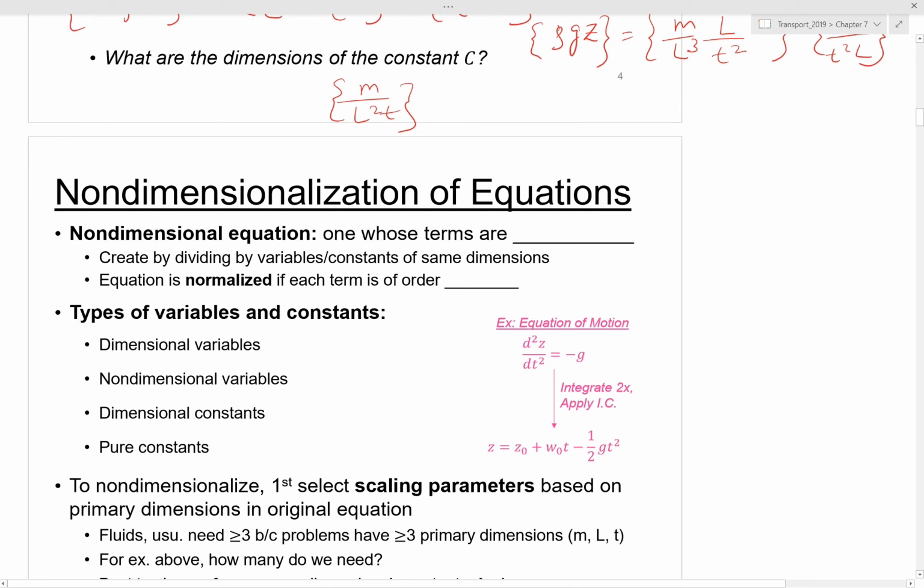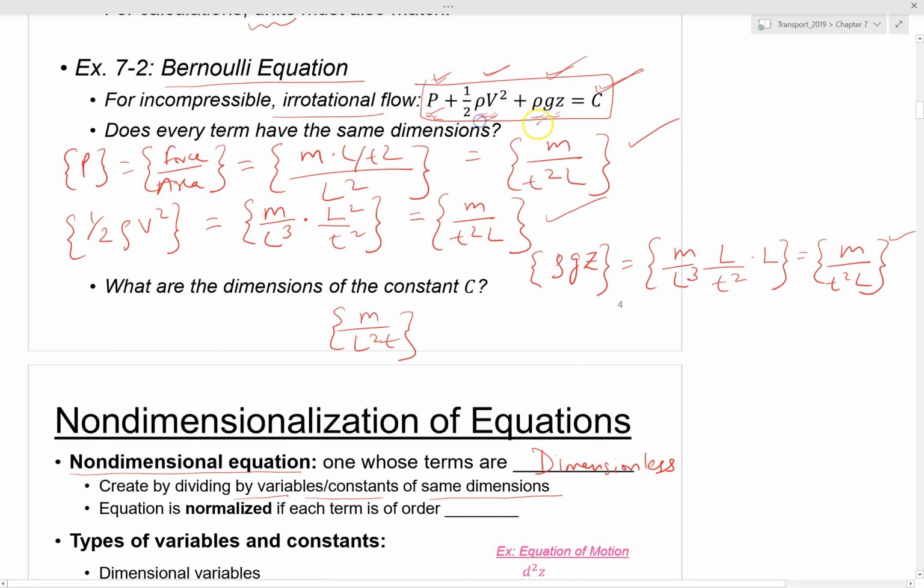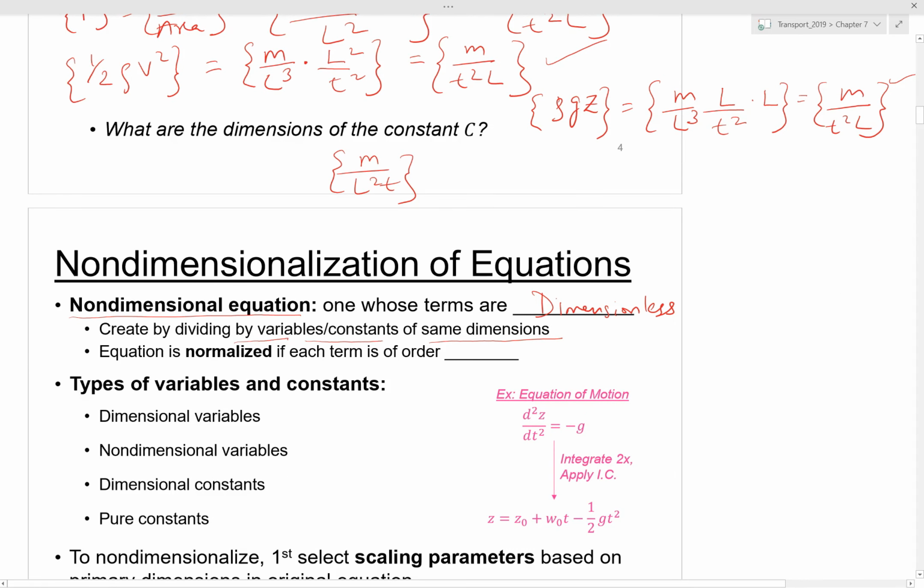Okay, so again, a non-dimensional equation is one whose terms are dimensionless. And how do we do that? We create it by dividing the variables or constants of the same dimensions. So basically each of the terms in the equation, like in this equation we saw, each term will be of order unity, and then we say the equation is normalized. Each term is of order unity, that is 1.